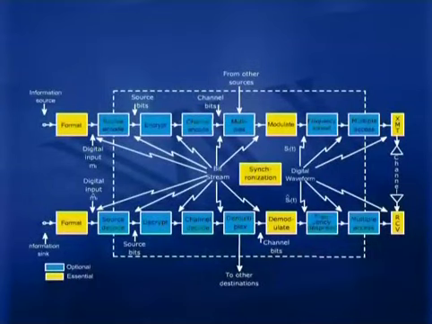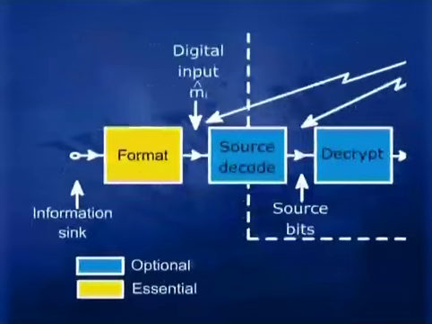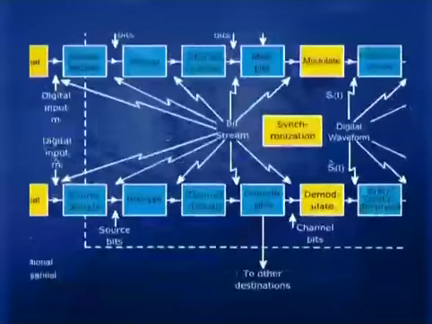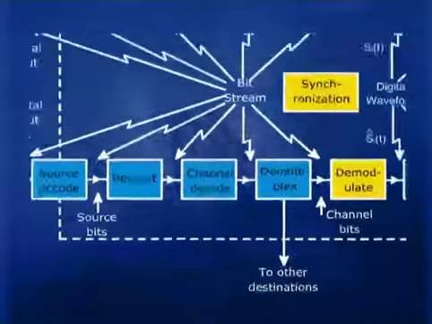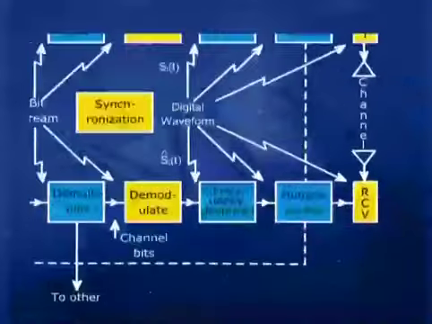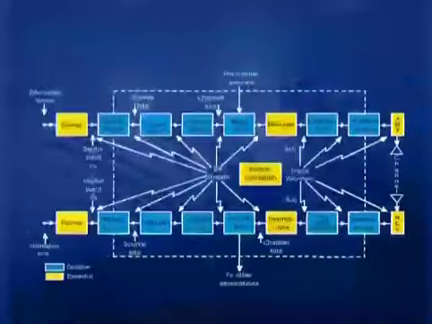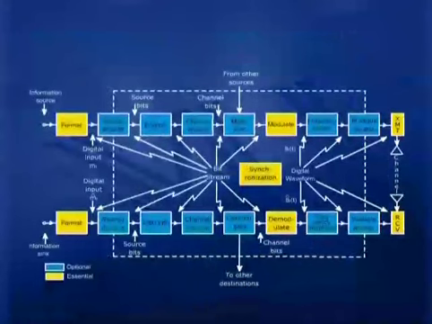Then, on the receiving side, we can see the same blocks back, reversing the process that is done on the transmission end. One of the blocks that acts in the very middle, the synchronization block, synchronizes the information that is transmitted from the transmission end and the receiving end. This block makes sure that the receiver is ready for the information and is in proper condition to receive the information sent by the transmission system.